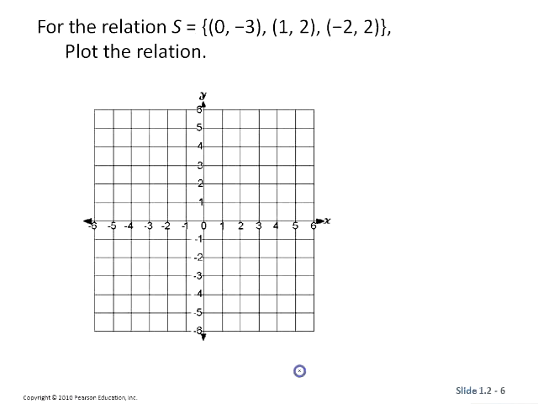Now here we're going to plot some points, just to review plotting points. If we have this relation, 3 ordered pairs here, let's plot them. The first one is the point 0, -3. So I don't go side to side, I just go down 3 units. So there's my first point. The second point is the point 1, +2. So I go over to the right 1, and then I go up 2. My third ordered pair is -2, so I go left 2, and then +2, so I go up 2.